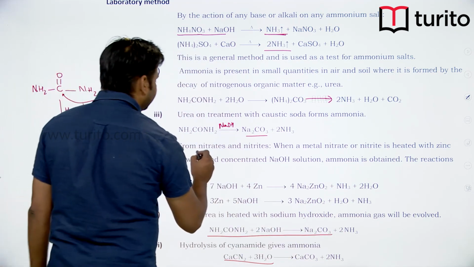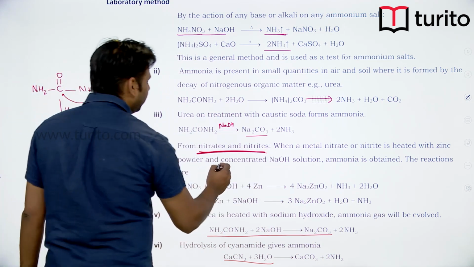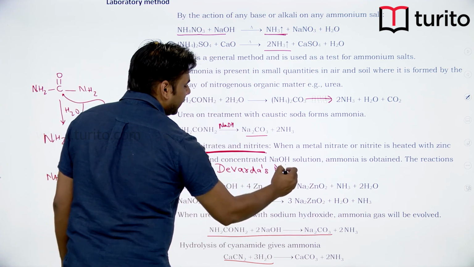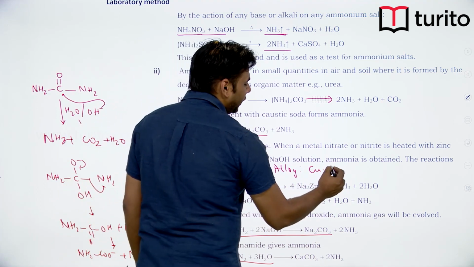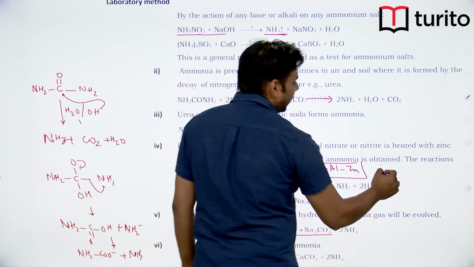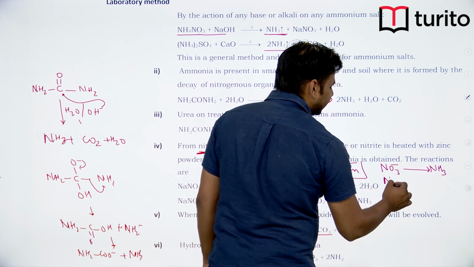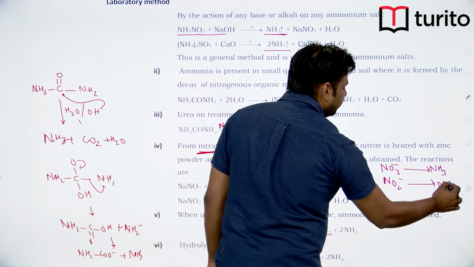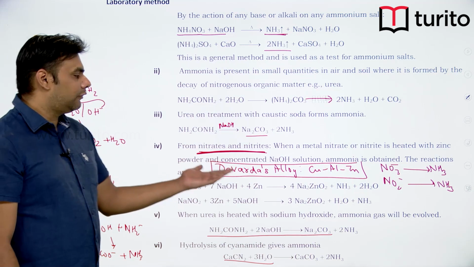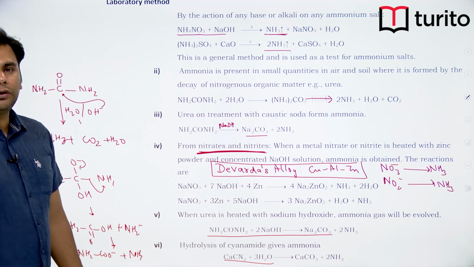Now next comes the reduction of nitrates and nitrites. This is also carried out by an alloy which is known as Devarda's alloy. Devarda's alloy is basically copper, aluminum, zinc. So nitrates can be reduced into ammonia and even nitrites can be reduced into ammonia using Devarda's alloy. So if you add Devarda's alloy, that is a mixture of copper, aluminum and zinc, nitrate gets converted into ammonia, nitrite gets converted into ammonia.